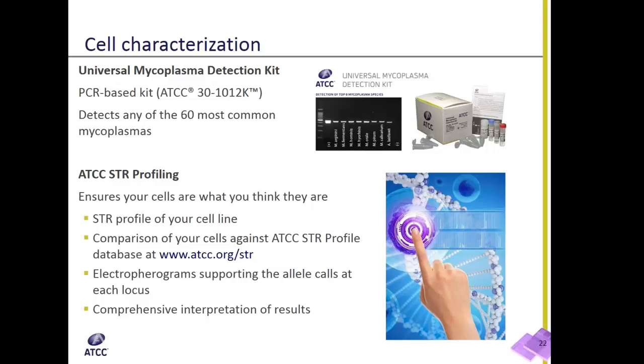As a service, ATCC offers cell line authentication utilizing short tandem repeat profiling. STR profiling helps to detect misidentified, cross-contaminated, or genetically drifted cells which invalidate research results. To take advantage of this service, simply receive a report that includes the STR profile of your cell line, a comparison of your cells against an STR profile database, an electropherogram supporting the allele calls at each cell locus, and a complete interpretation of your results.